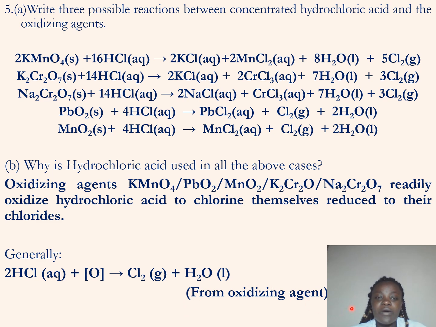So that is how chlorine is prepared in the laboratory, and some of the physical properties of chlorine. So in any case, you are required to give an experiment or to describe an experiment for the preparation of chlorine gas. You have to use an oxidizing agent and hydrochloric acid to give the chlorine gas, water, and also we have the chloride from the oxidizing agent.